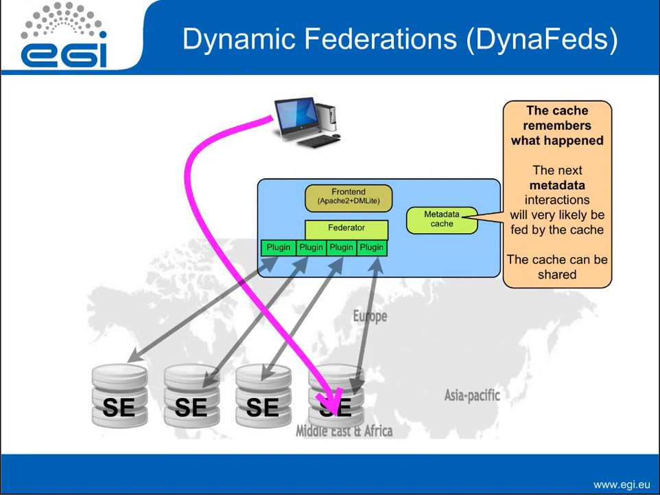In this slide you can see a picture of how the components of Dynamic Federation are put together. This is more technical, but you can see that there is an infrastructure that is based on plugins. So if you have a new protocol supported on a new SE or an old SE, you can just write a new plugin to access this new way of accessing data on the storage. So this is very flexible.